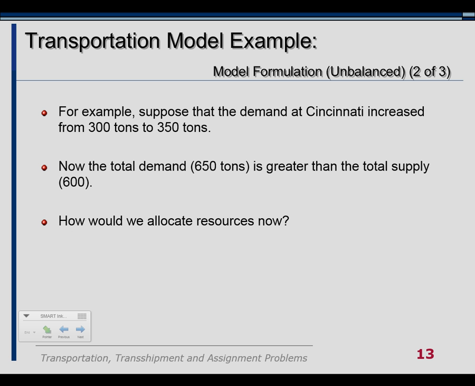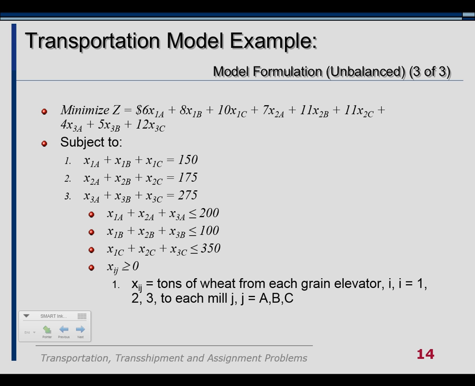Okay, so for example, suppose that the demand at Cincinnati increased from 300 tons to 350 tons. Now the total demand, 650 tons, is greater than the total supply of 600 tons. How would we allocate resources now? Well, everything's going to be exactly the same for the most part, except these bottom 3 constraints.